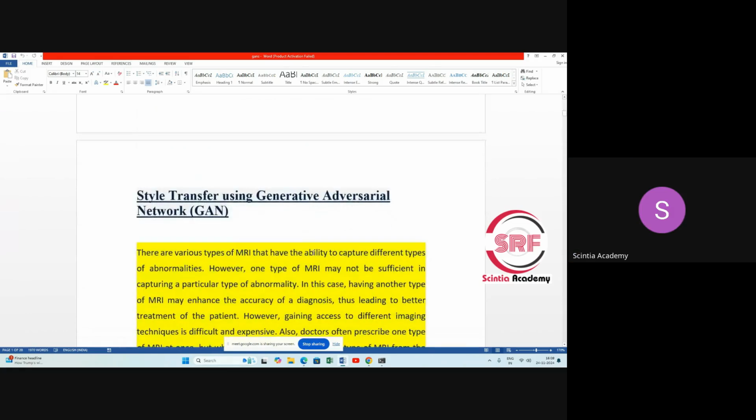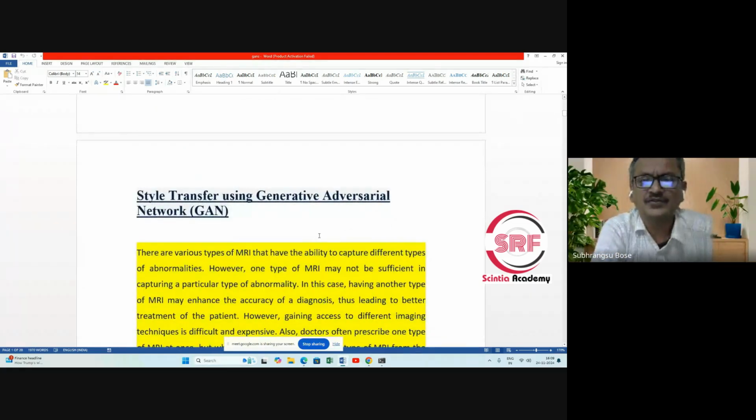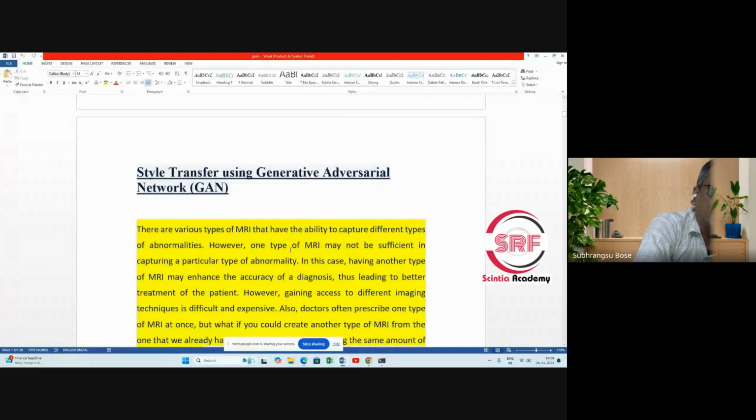Today I start on style transfer using generative adversarial network. The abbreviation is GAN, generative adversarial network. What is the utility of this GAN? GAN is basically based on convolution neural networking.